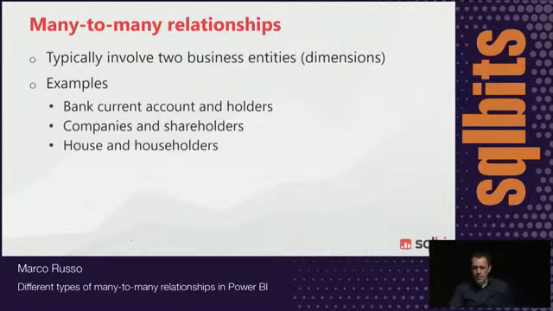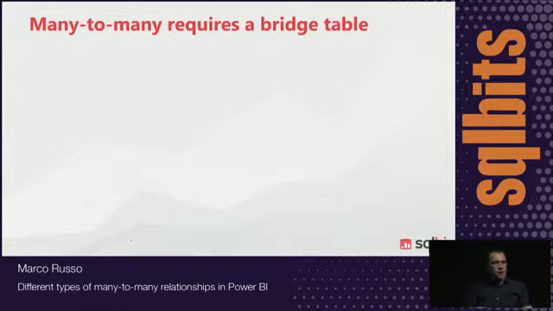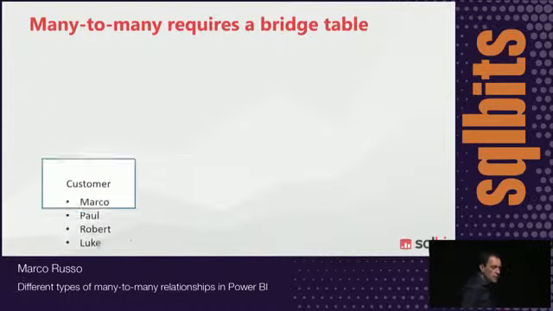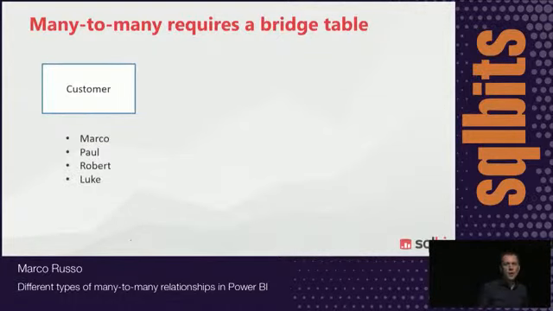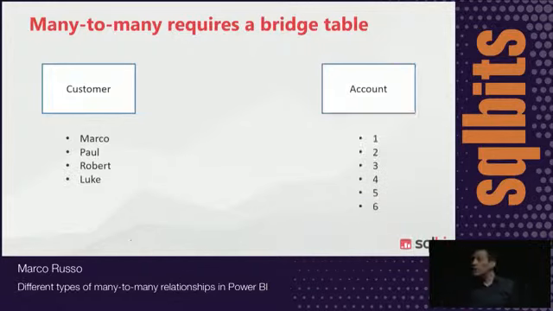Now, if we think about the data we have to manage, before we look at the content of the tables, just figure out what are the business entities that we have to manage here. First of all, we have the customers. Imagine we have a list of 4 customers: Marco, Paul, Robert, Luke. And these 4 customers own one or more accounts. We have another table with a list of the accounts that here I listed just as 1, 2, 3, 4, 5, 6. If I look at these two tables, I don't have enough information to establish what is the relationship between these entities.